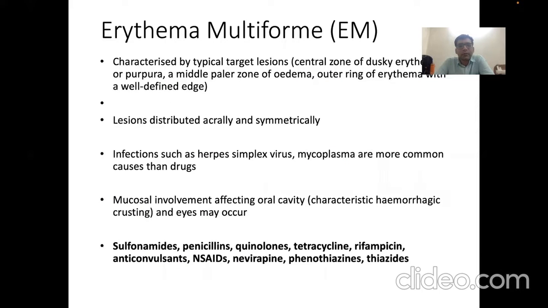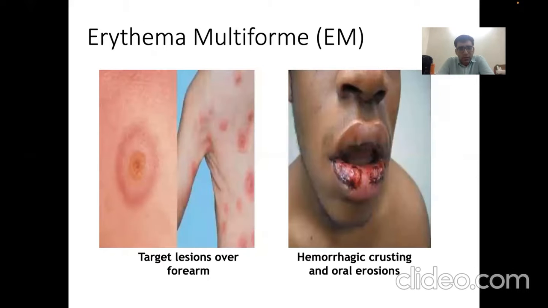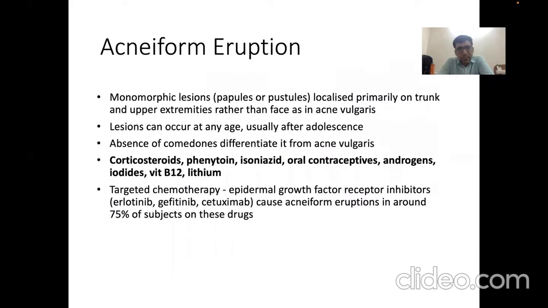Next is erythema multiforme, characterized by typical target lesions. Lesions are distributed acrally and symmetrically. Infections such as herpes simplex virus and mycoplasma are more common causes. Mucosal involvement affecting the oral cavity and eyes can occur. Drugs can be anything, including tetracycline, rifampicin, NSAIDs, nevirapine, thiazides. This is the characteristic target lesion over the forearm, seen in erythema multiforme, and hemorrhagic crusting, seen in extensive cases.